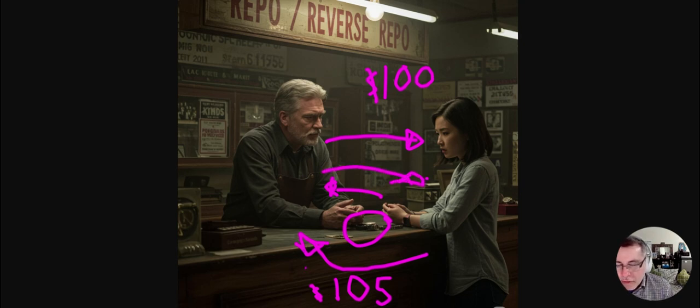And if you don't give me the $105, I'm just going to sell that watch to somebody that comes in the store because I know it's worth more than $105. So I won't be out any money. And that is essentially a repo transaction.